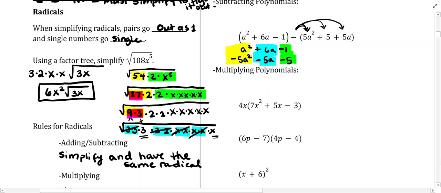And so here we go. a squared minus 5a squared is negative 4a squared, my bad, because this is an understood 1. 1 minus 5 is negative 4. This is positive 6, negative 5, so you're going to get positive 1a. And negative 1 and negative 5 both have the same sign, so it's negative 6.